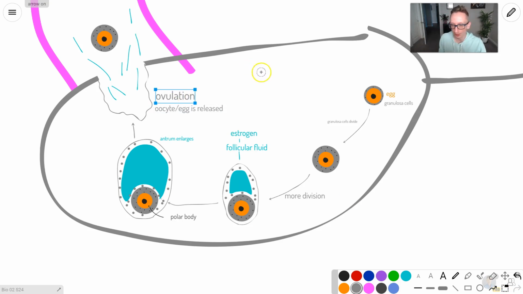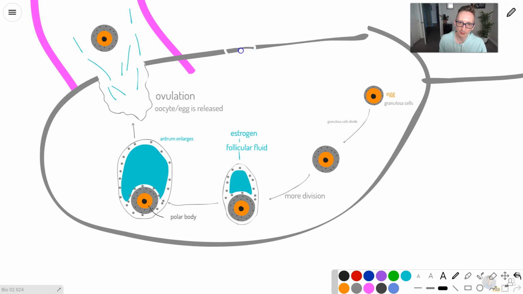What is ovulation? Okay, now what happens is over time, this thing here sticks around. The outside of this follicle sticks around. It doesn't just go away. It's not garbage. It's not trash.